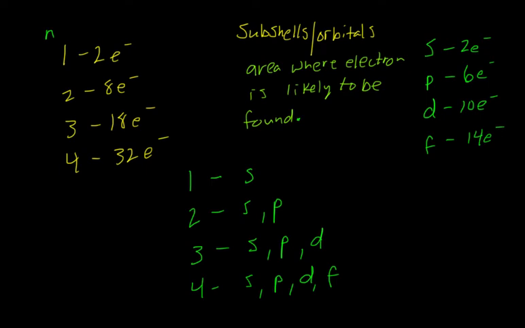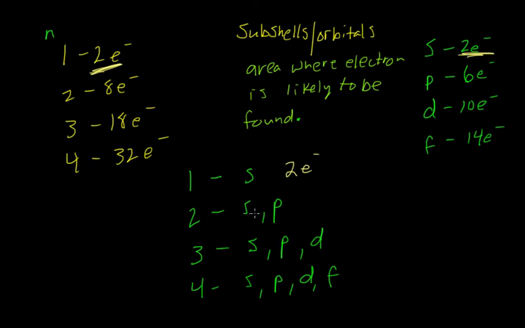Now let's see how this ties back in to the numbers that we saw up here. Here's a way you can remember. The first energy level only has one orbital type, the second energy level has 2, the third one has 3, and the fourth one has 4. We said that an S subshell can hold 2 electrons. Well, this is where this 2 comes from, because in your first energy level you only have one S. So that's a total of 2 electrons.